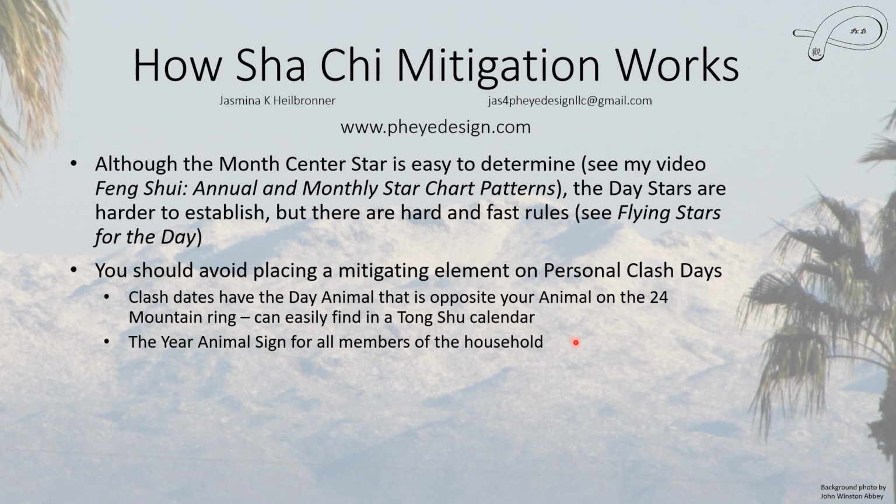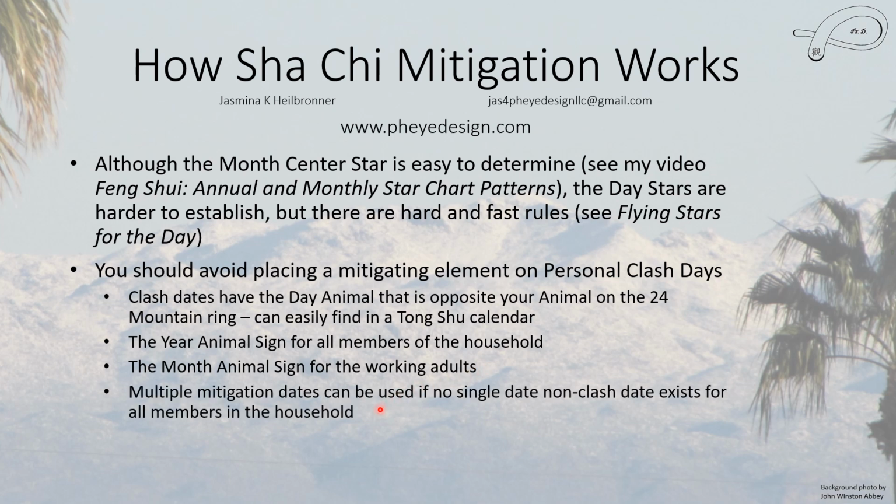Now, you want to avoid the year animal sign for all members of the household, if you can. If you have a large family, sometimes this is hard, but try to do that. And hopefully you can find one day out of that month that works. You also want to avoid the month animal sign for the working adults, because if you need to mitigate this Sha Chi, you don't want to miss it, because then this can have an effect on your career later on when that old mitigation has run out.